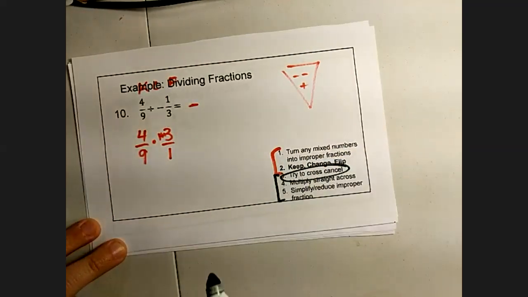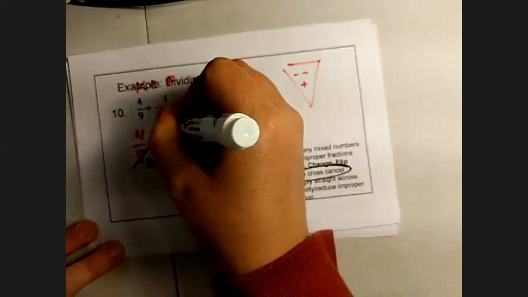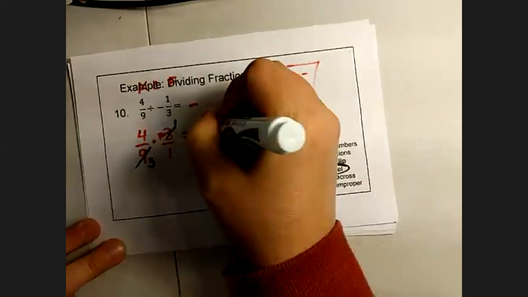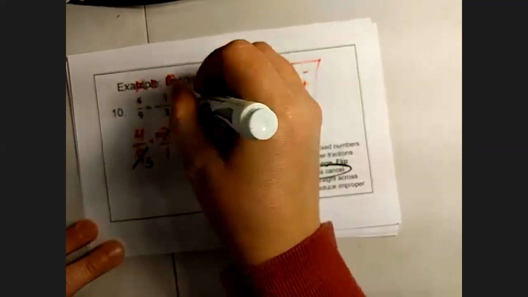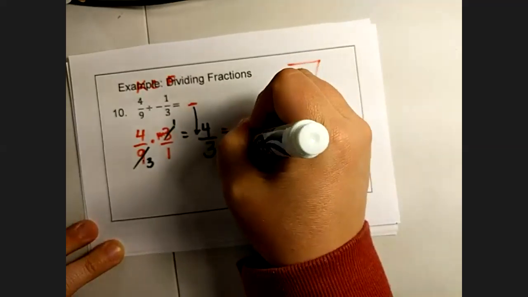Now that I've changed it to a multiplying problem, now I'm allowed to try to think about cross canceling. So I have a 3 and a 9. Those are going to cross cancel. That's going to become a 3. That's going to become a 1. Now I just go straight across, 4 over 3. But my answer is a negative, so I'm going to bring that down. So I know my answer is negative 4 over 3.